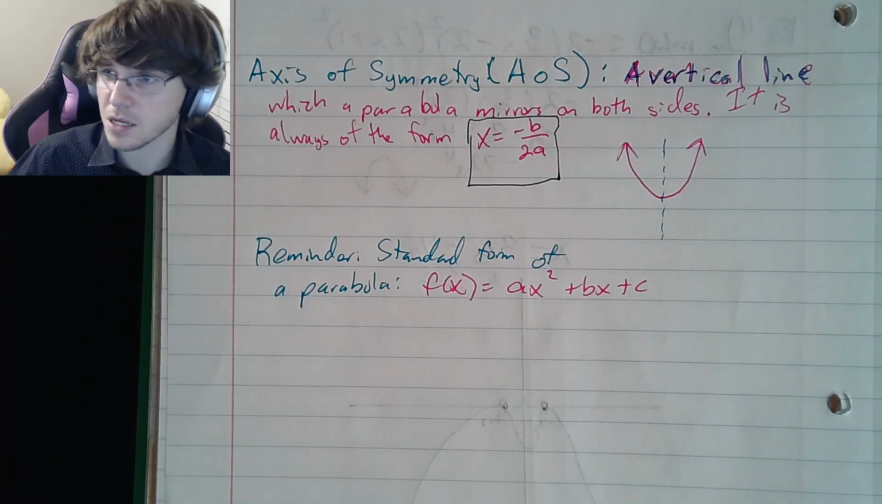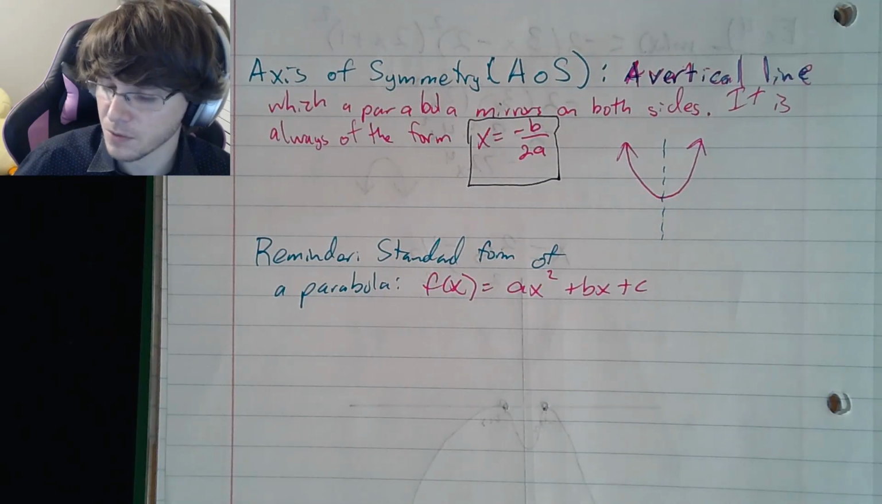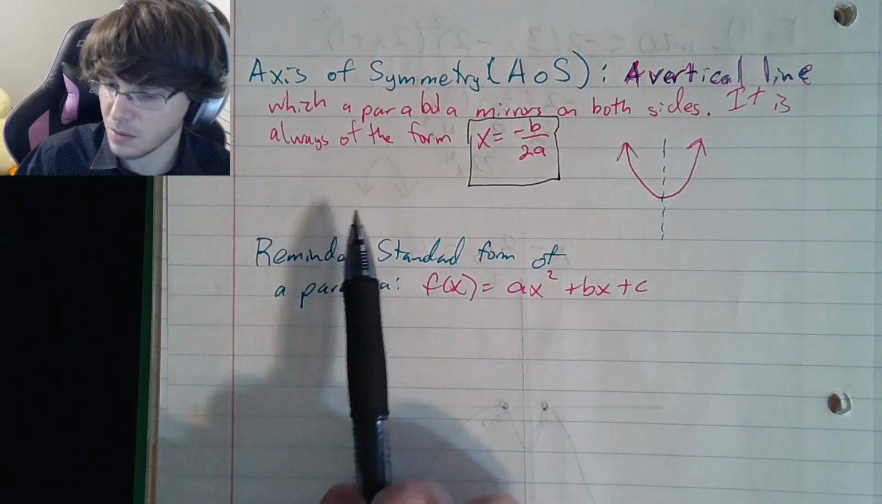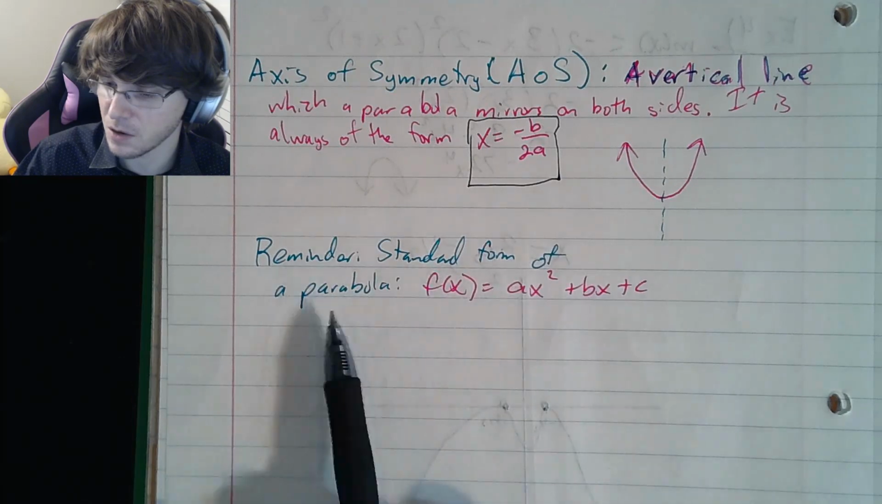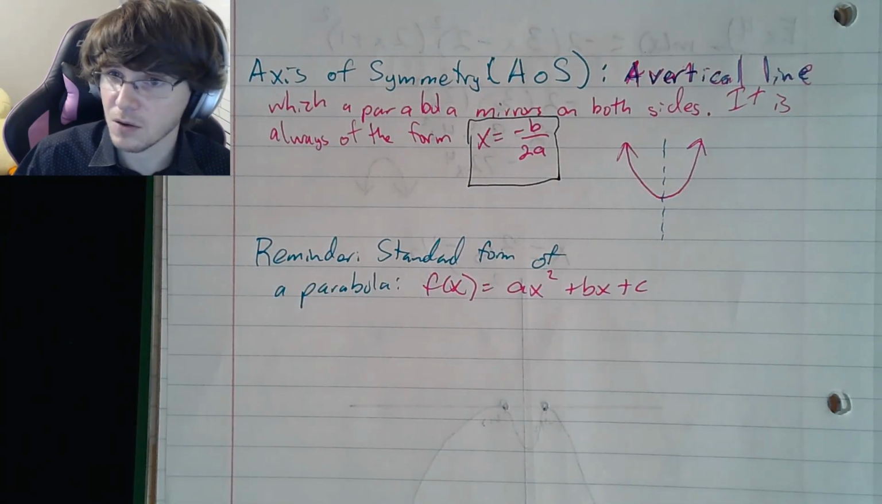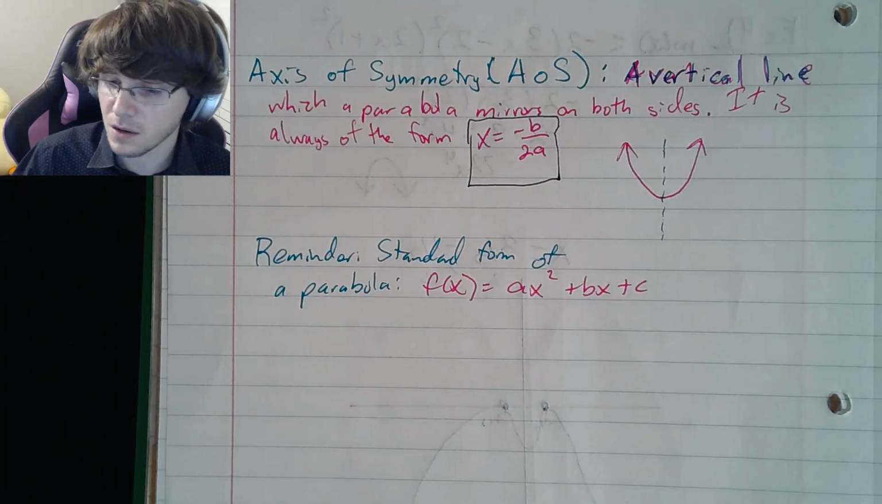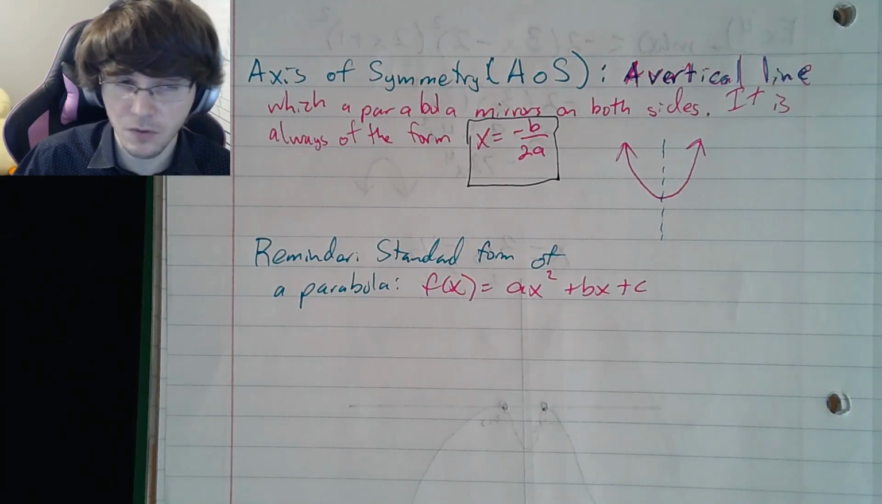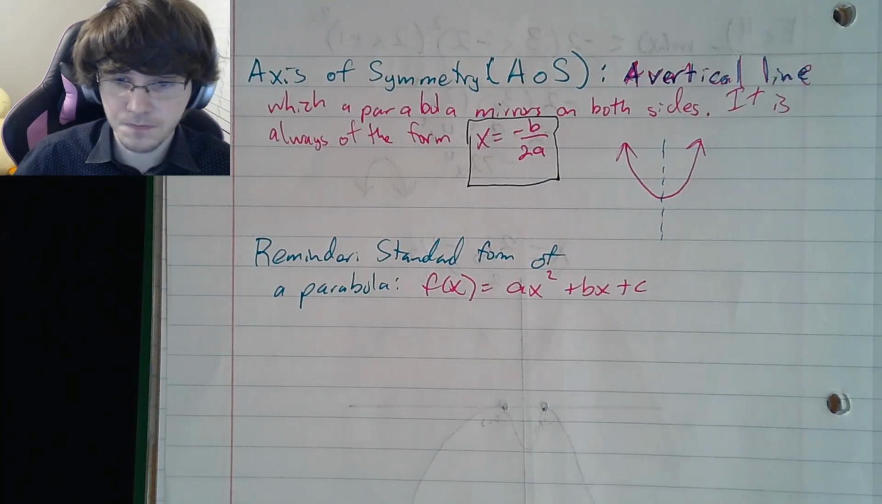Again, if you are not done copying all that stuff up there, I'll read it one more time. A vertical line which a parabola mirrors on both sides. It is always of this form. Go ahead and pause the video, finish writing that down. And then I'm going to flip this back over and actually do our examples.